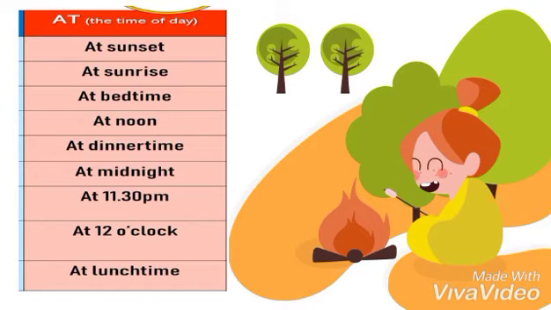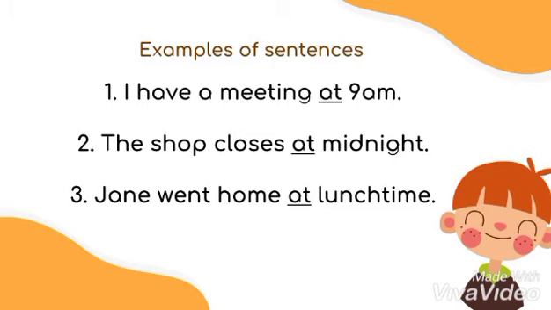Now, let's look at the examples of sentences. Number 1. I have a meeting at 9 a.m. Number 2. The shop closes at midnight. Number 3. Jen went home at lunchtime.